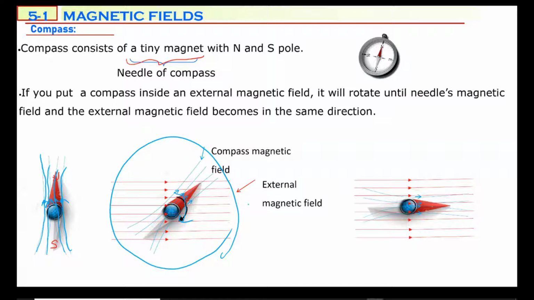The N pole of the compass, as you see, this pole is the N pole, always points in the same direction as the external magnetic field. The external magnetic field is to the right, and as you see, the N pole is also pointing to the right. And that's why we use the compass to determine the direction of the magnetic field at any point in space. You just look at a compass at that point and you will see in which direction the compass is deflecting.